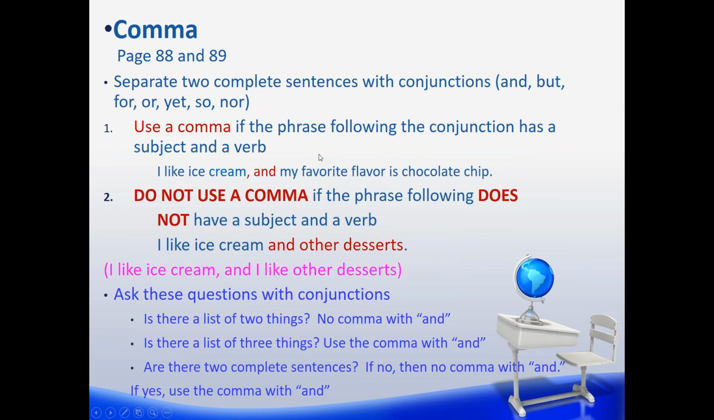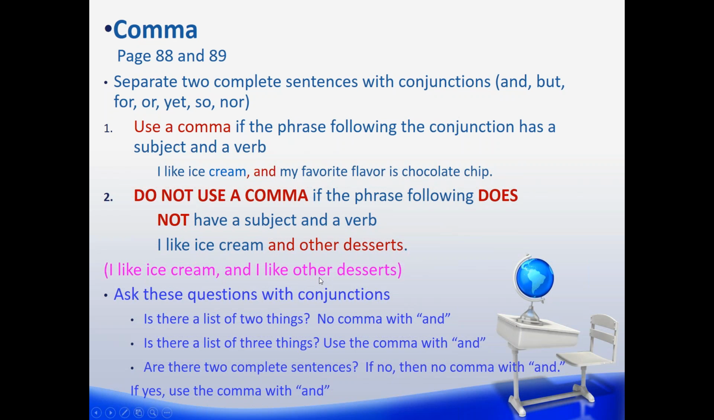So one common use for the comma is with a conjunction and 2 complete sentences. So "I like ice cream" is a complete sentence. "My favorite flavor is chocolate chip" is also a complete sentence. I want to join those together, so I'm going to use the comma with the conjunction. If the phrase that follows the conjunction is not a complete sentence, then no comma.